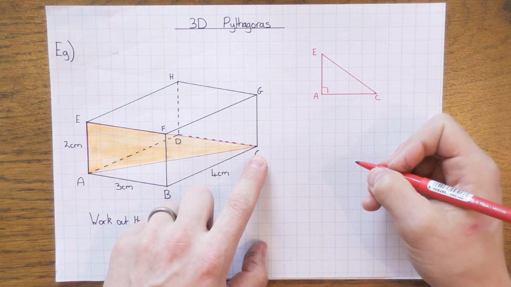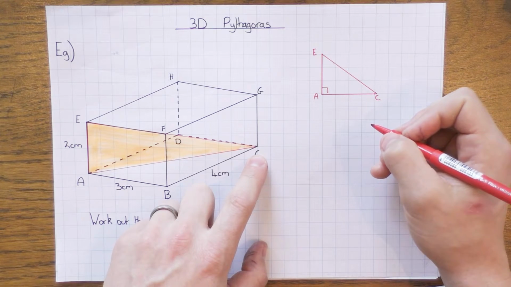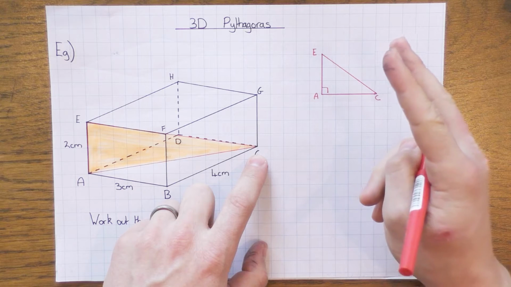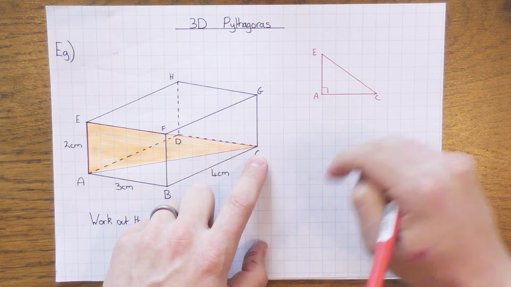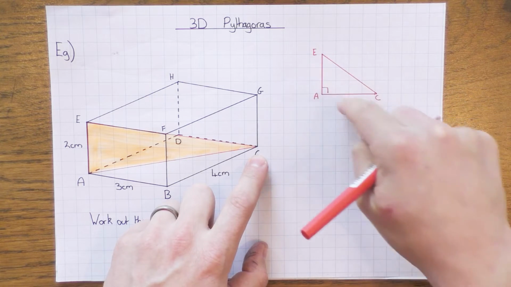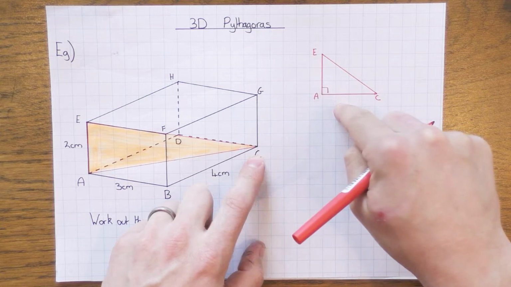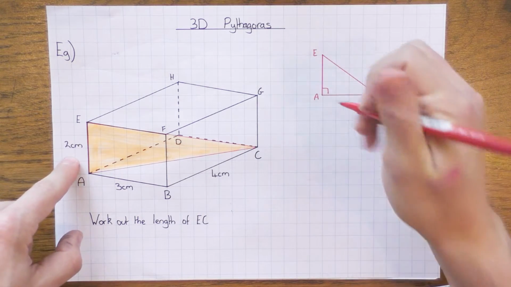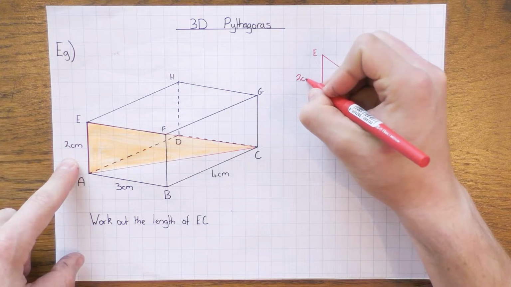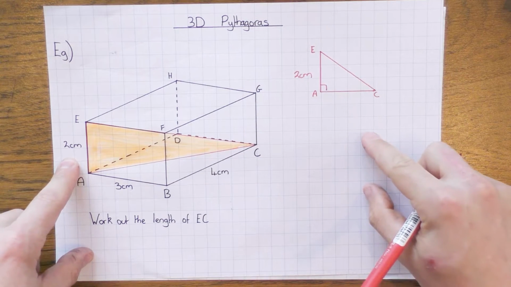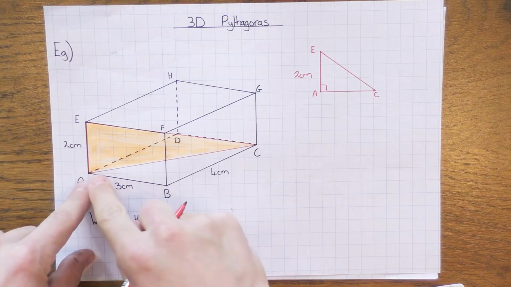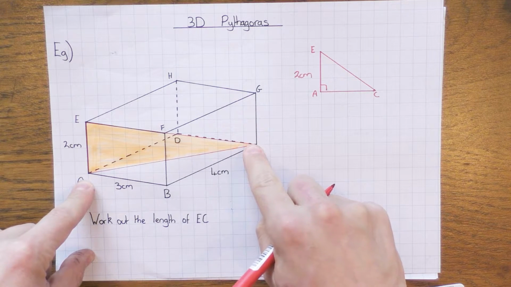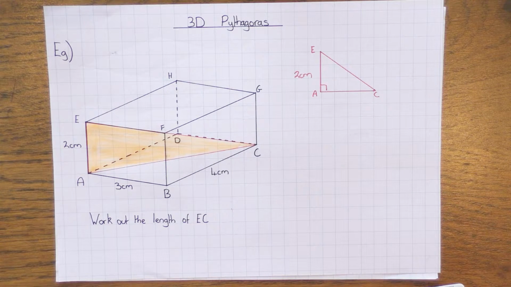Excellent. Now with Pythagoras, if you've watched the previous video, you need to have two lengths to work out the other length. We need to work out E to C, so I need to know what these two lengths here are. Well, E to A is nice, that's given to us. That's 2 centimetres. But what I don't have is the length A to C. So hopefully you might have already spotted it. I need to draw another right angle triangle.